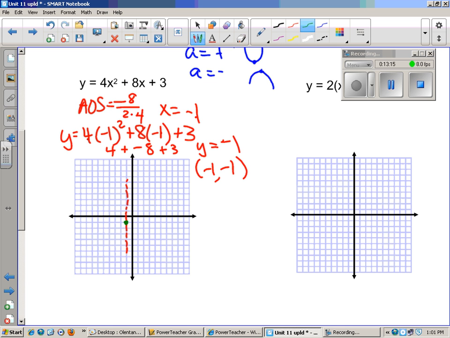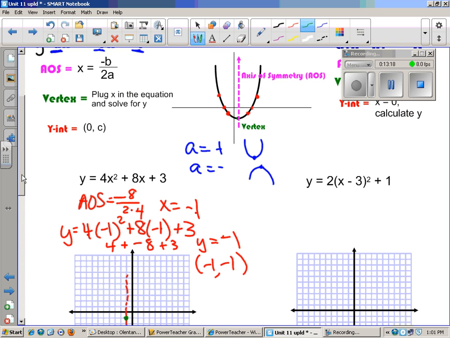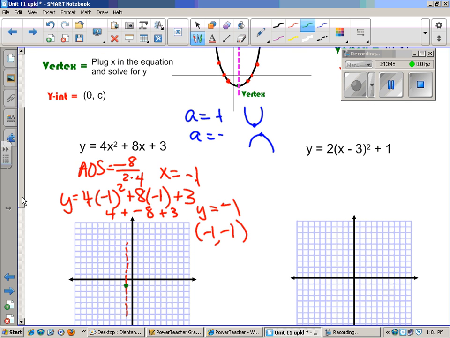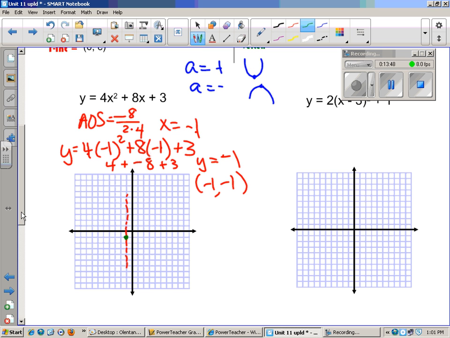So the easiest point to draw is the y-intercept, because if you think about it, y-intercepts are where x is 0, right? Anywhere on this line is an x of 0. So if I plug in 0 in this term, what do I get? 0. If I plug 0 in here, what do I get? 0. So what's left? 3. So the y-intercept is always 0 and then whatever c is. So in this case, it's going to be 0, 3. So I go over 0, up 3. So there's my y-intercept. And remember, there's a mirror image on the other side.